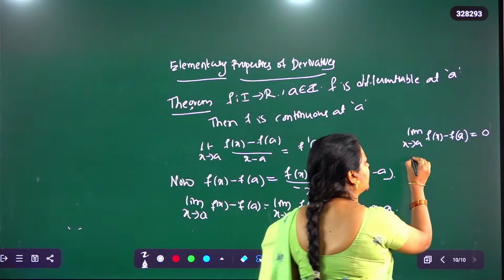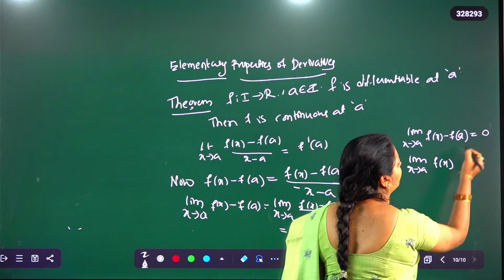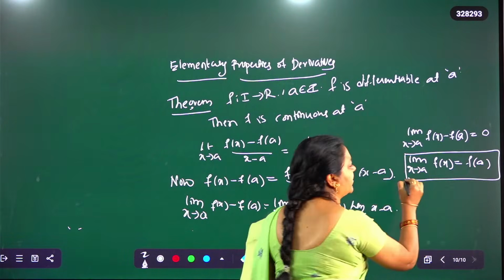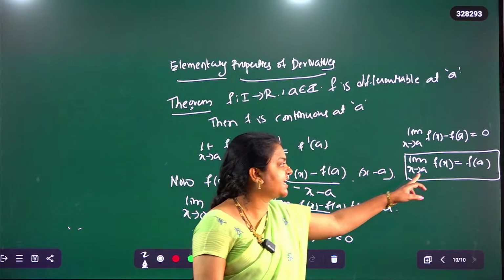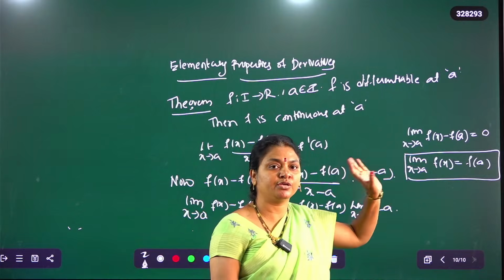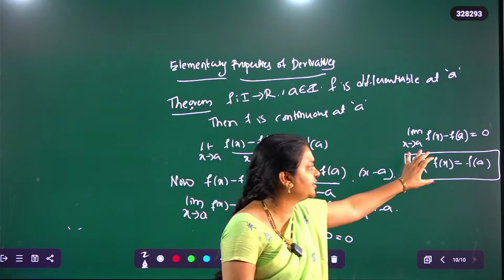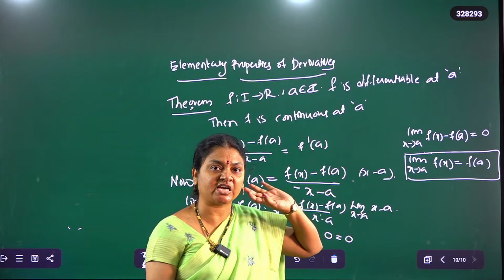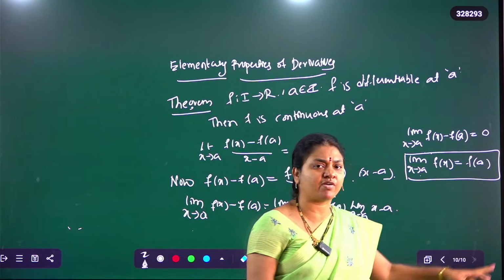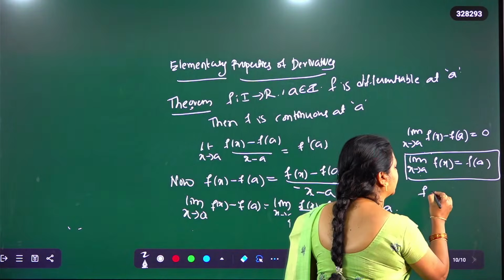Right? That means limit x tends to a of f of x minus f of a is 0, so f of a will go to the right hand side, and it will become limit x tends to a, f of x is equal to f of a. What is the meaning? This is the 9th chapter, and the previous chapter is continuity. The basic definition of continuity is this one only. If limit x tends to a, f of x is equal to f of a, then automatically the function will become continuous. That means f is continuous.